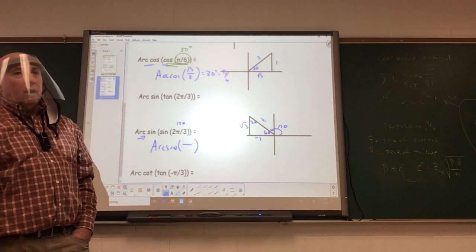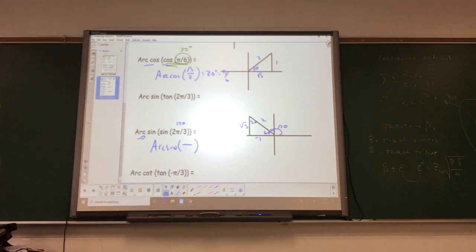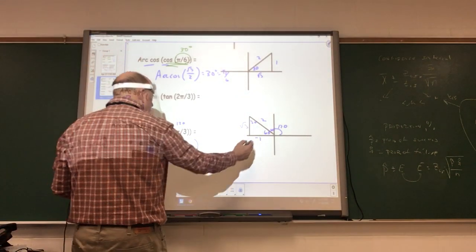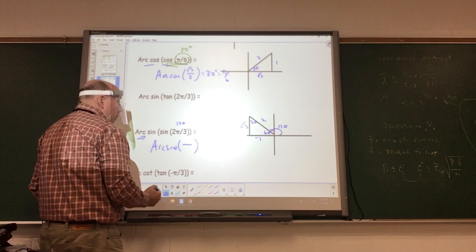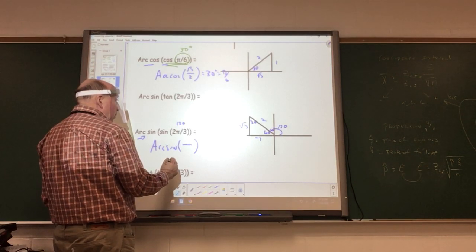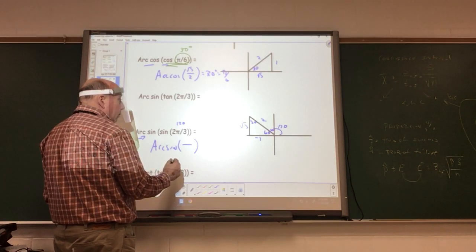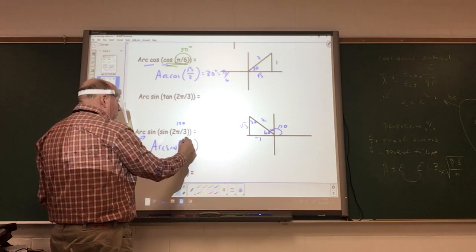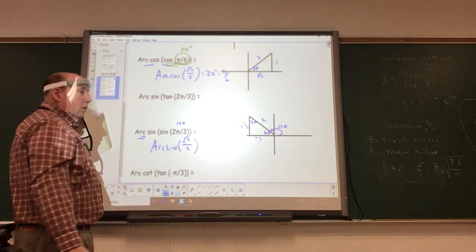So I have to take the arc sine of the sine of 2 pi over 3. So looking at our triangle here, I want to find the sine of my 120 degrees, which is the sine of my reference angle. Tori, what's our sine of our angle here? Square root of 3 over 2, opposite over hypotenuse.